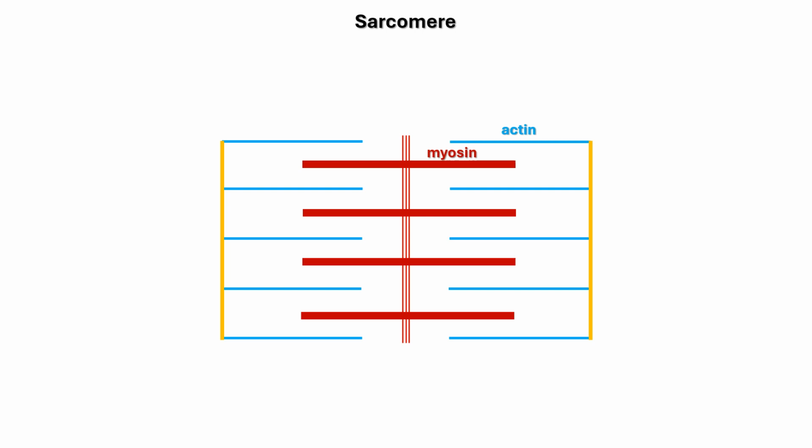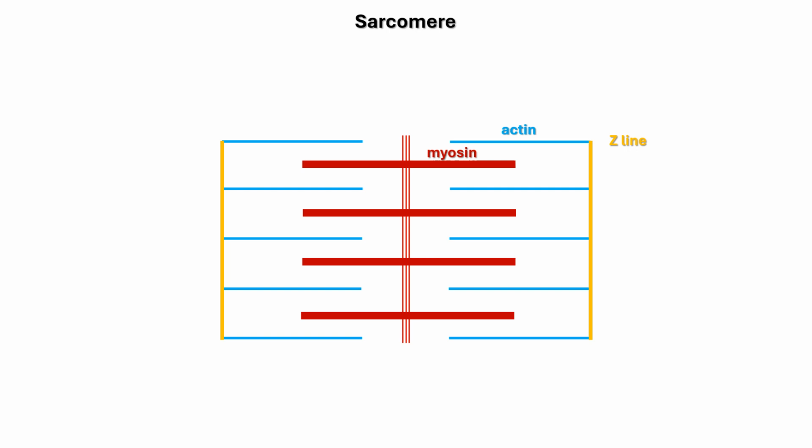Now, a sarcomere is going to have at either end a Z line, and a Z line is where we're going to find the actin structures anchored. And the Z line also is the demarcation of the end of a sarcomere. So we're going to have a Z line off to the left and a Z line off to the right. And within those boundaries of the Z line is the sarcomere.